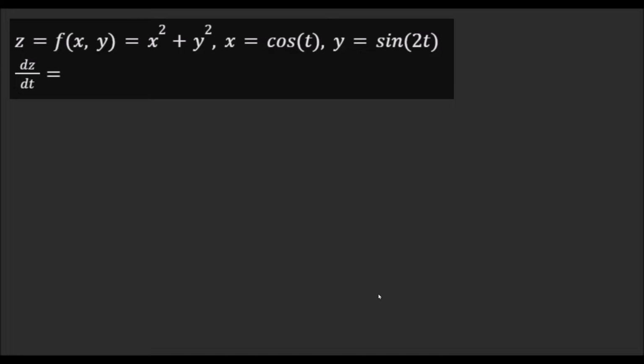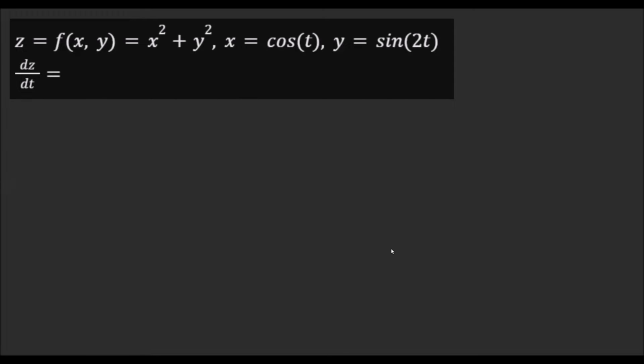And for that reason, I'm going to dive into the practice problems. This is the first of two. We have a multivariable equation z, with variables x and y. This multivariable equation is equal to x squared plus y squared, where x is equal to cosine of t, and y is equal to sine of 2t. We want to find the derivative of z with respect to t.